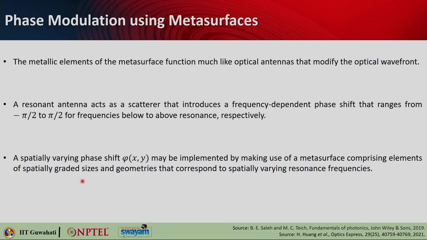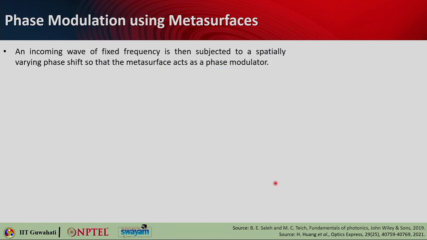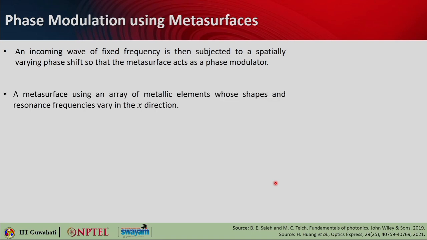The elements need not be the same along x and y, you have to change their size and geometry so that you are able to get spatially varying resonance frequencies. I will explain this with an example very soon. So, an incoming wave of fixed frequency is then subjected to this spatially varying phase shift, so that the metasurface can now act as a phase modulator.